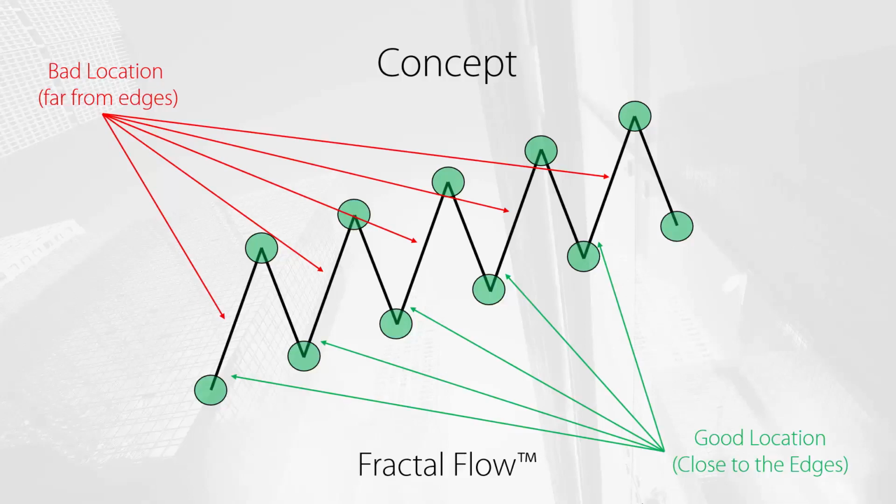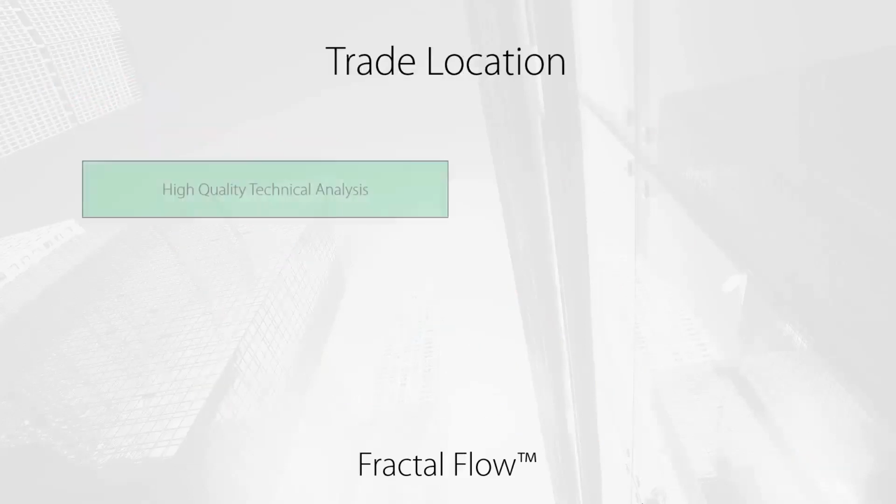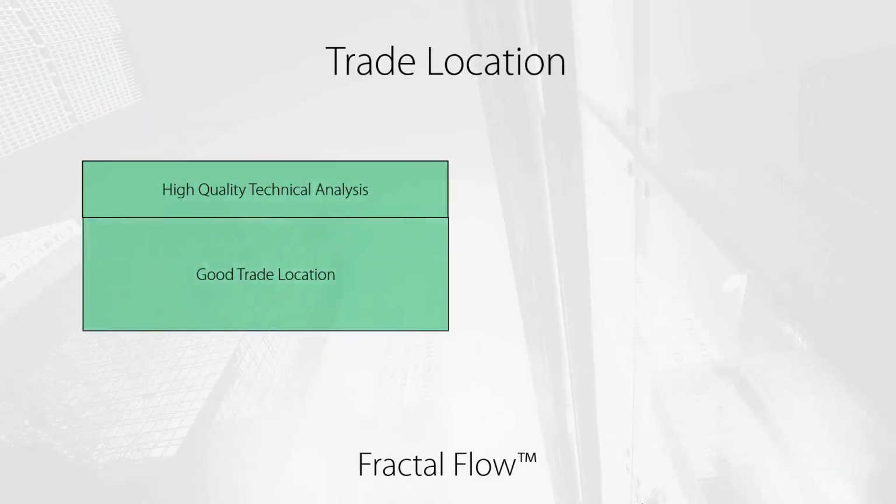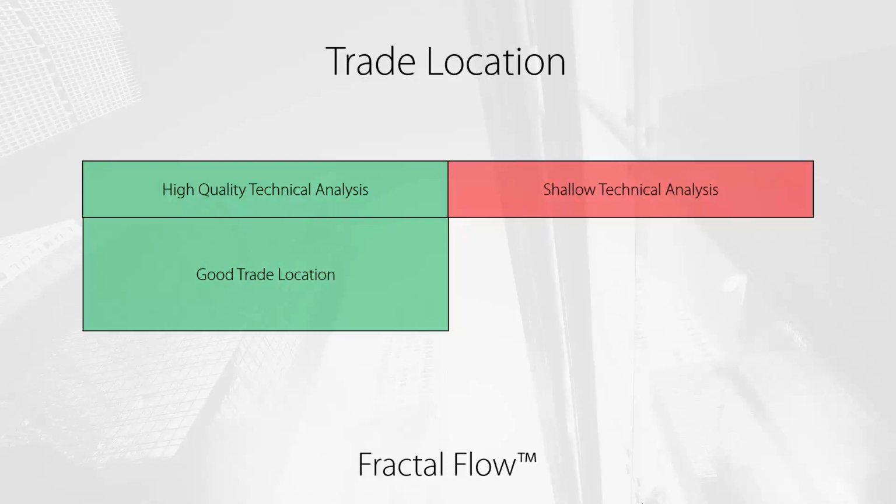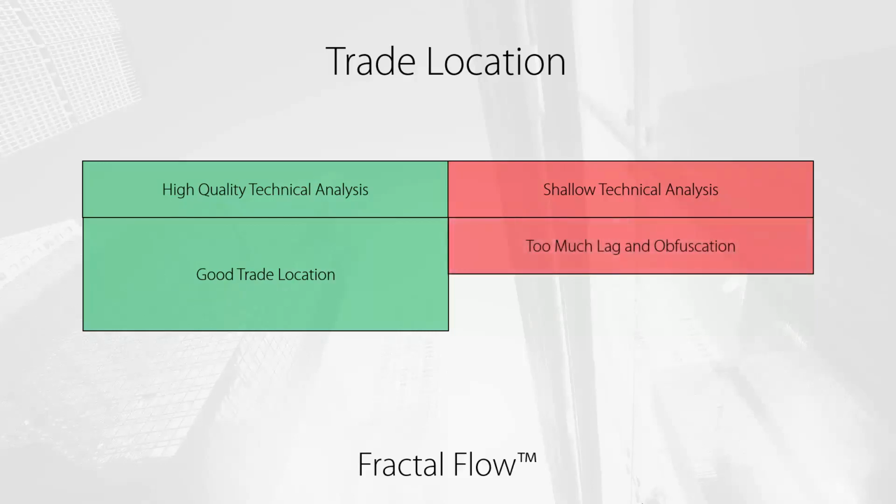The other interesting thing about trade location is that it's only possible to achieve it with high-quality technical analysis like you are learning in this course. Standard technical analysis and the shallow use of technical indicators are not capable of enabling the trader to acquire good trade location. There are two reasons for that. The first is that the simple application of technical indicators usually involve a great degree of lag and the obfuscation of market nuances. The second reason is that the application of linear smoothing algorithms in price data usually produce bad results because price data is nonlinear.